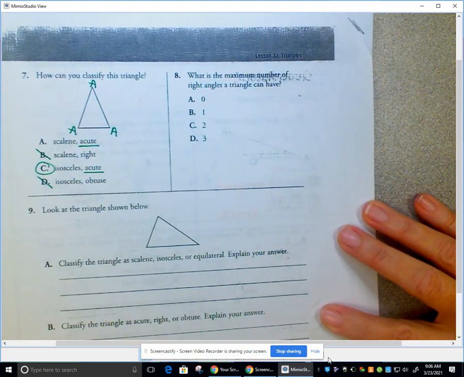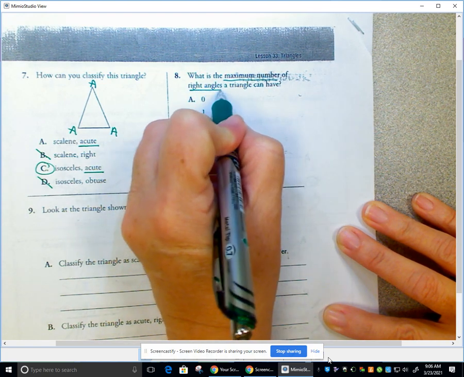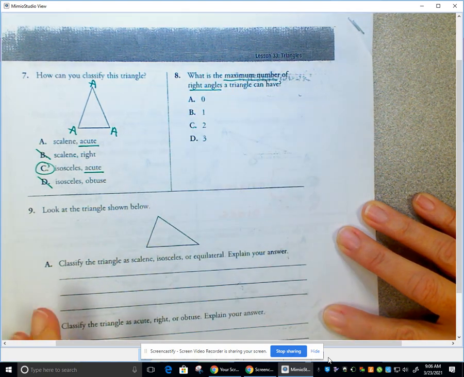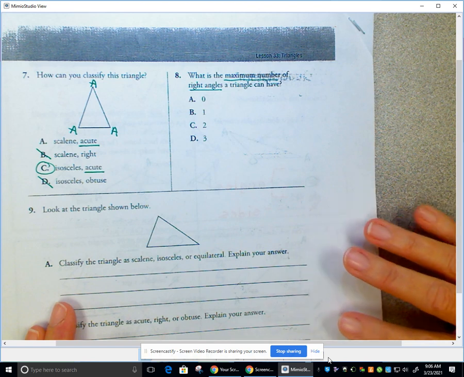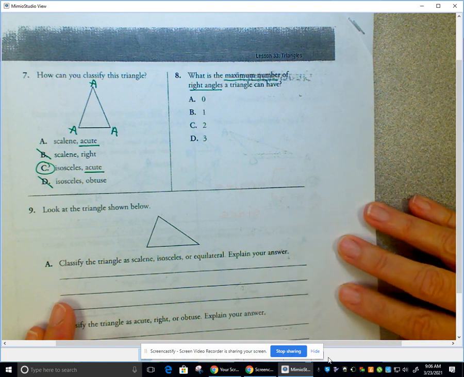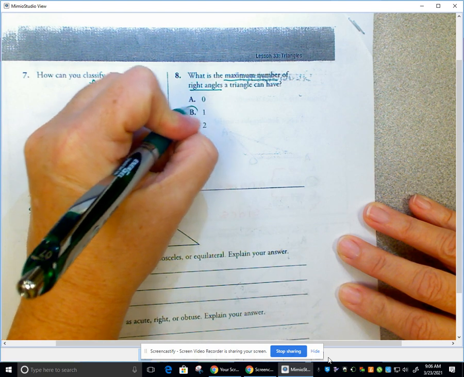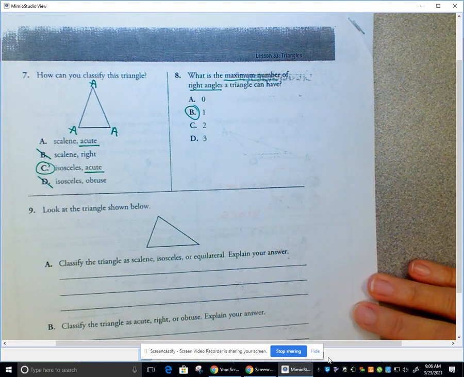Number 8. What is the maximum number of right angles a triangle can have? Well, we know that every triangle has 2 acute angles, and a triangle can only have 3 angles in all. So that means that it can only have 1 right angle if it has a right angle. So the answer would be B.